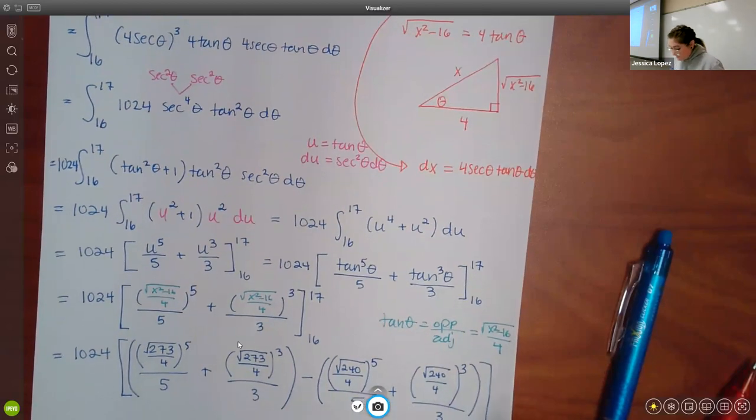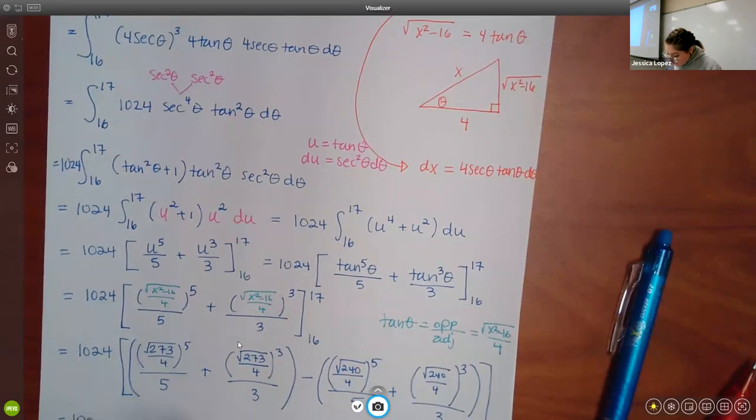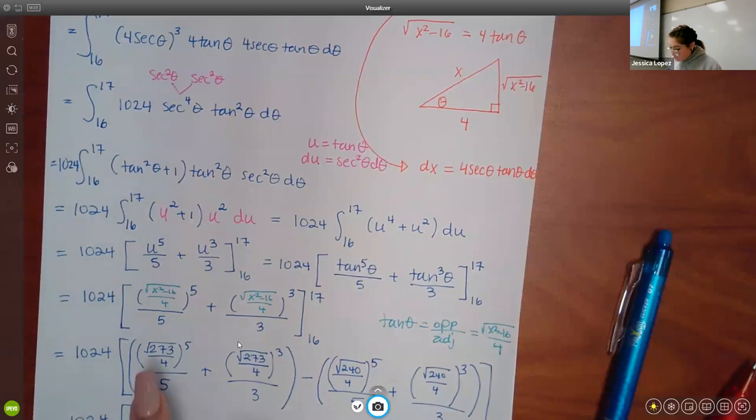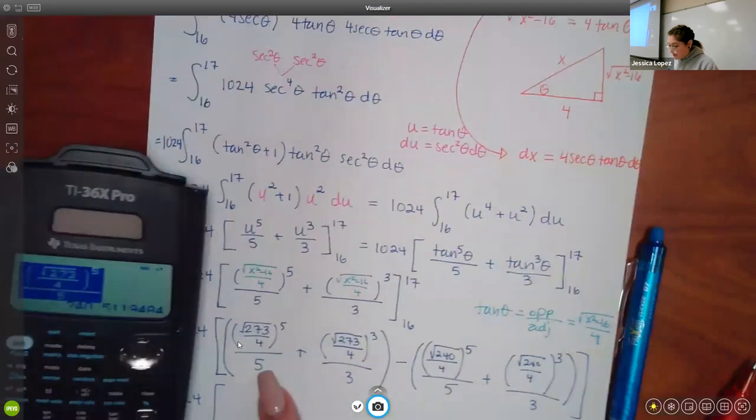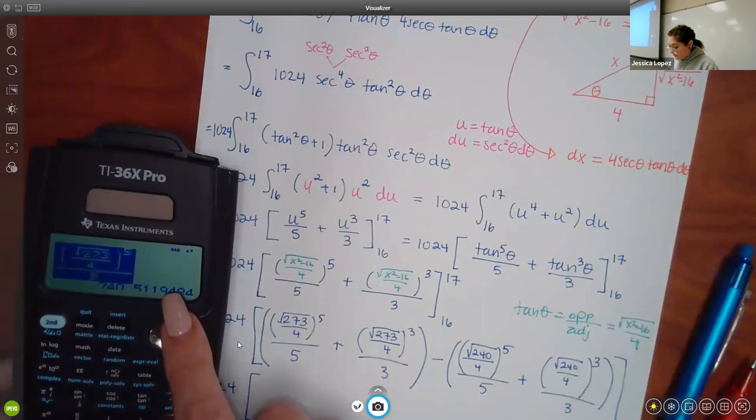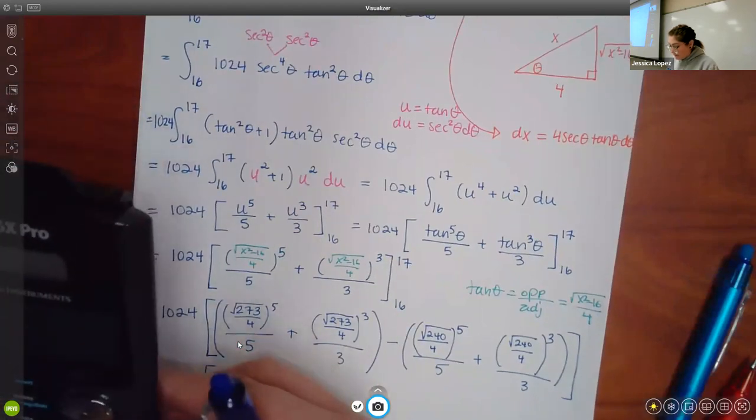Now I don't know. Let me see. I'm trying to think of how much I'll be able to put in this calculator. I think I'll try to do each fraction and see if it simplifies it. So one big fraction, and then in my numerator, I'm going to do parentheses, fraction, square root of 273 over 4, close the parentheses, raise to the fifth power, divide by 5. So I tried doing that. I don't know if you can see what's in my calculator. I tried just typing in this guy, and it gave me that. Okay, now I can leave that there because I can call upon it later.